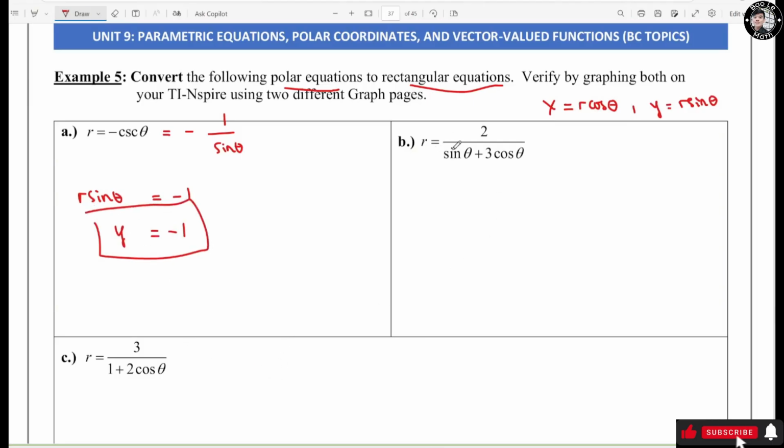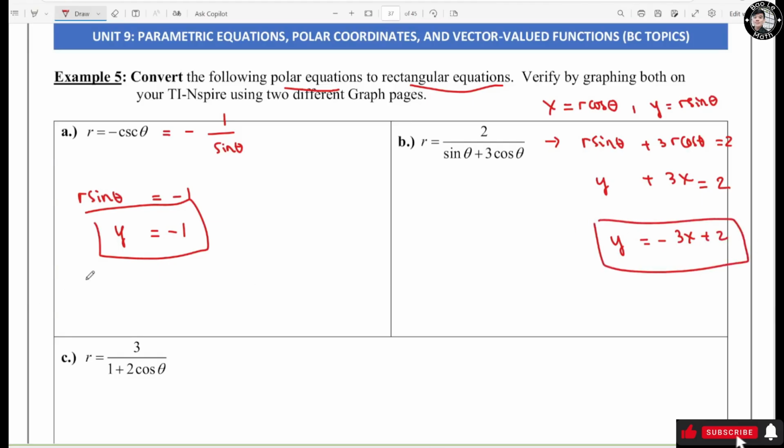Now, question B, I'm going to multiply both sides by the denominator. So it's going to be r sine theta plus 3r cosine theta equals 2. r sine theta is actually y, plus 3x equals 2, or y equals negative 3x plus 2. This one is the final answer.